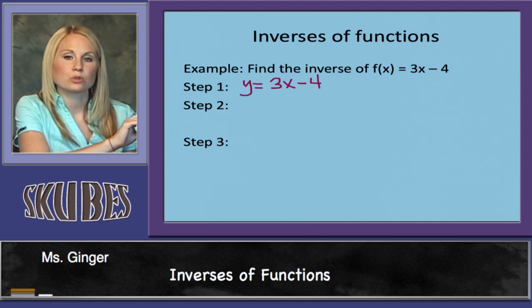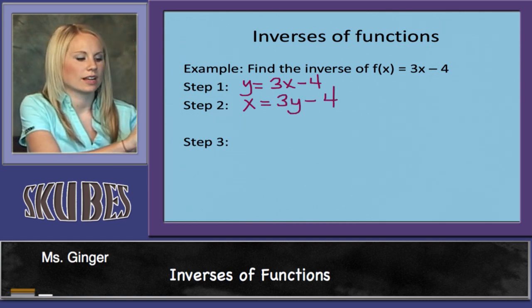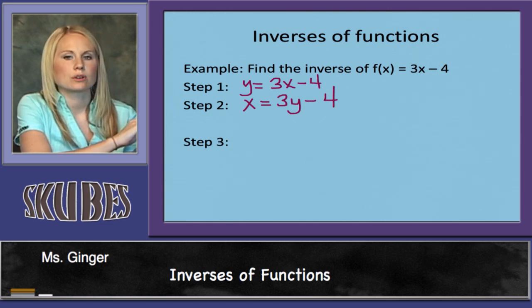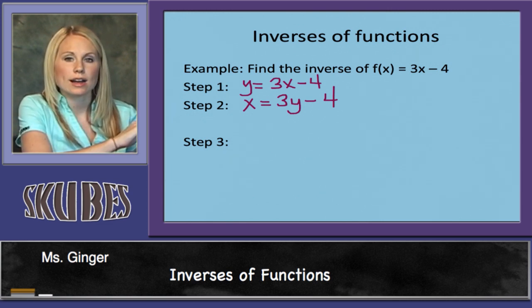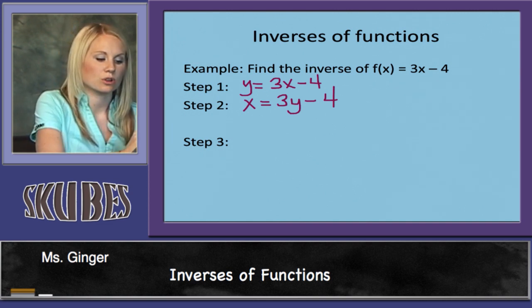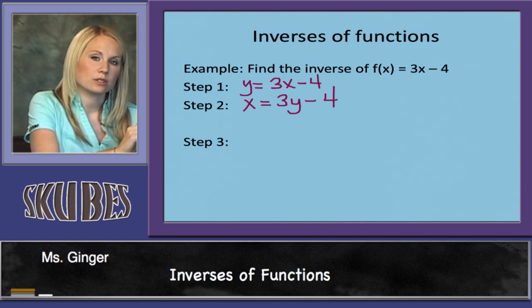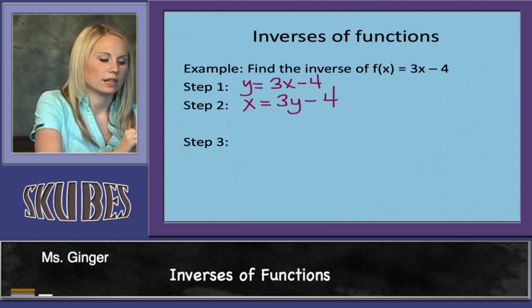Second step was to switch x and y. We're just going to put x where y used to be, and y where x used to be. Again, simple and done. And now y is no longer by himself, so we need to isolate y, and because the third step was to solve for y, let's use our opposite operations to do that. So we need to add 4 since we see that we have a minus 4 on the outside here. Add 4 to both sides.